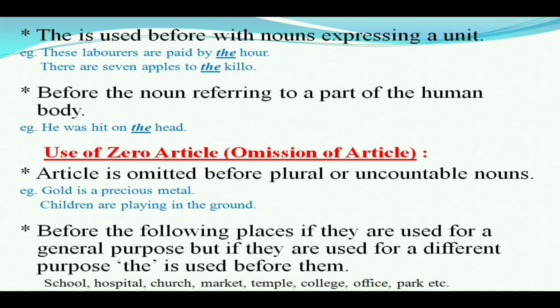Next point, before the following places, if they are used for a general purpose, we do not use the, but if they are used for a different purpose, we use the before these nouns. For example, school, hospital, church, market, temple, college, office, park. But if these places are used for a different purpose, we use the before these nouns.